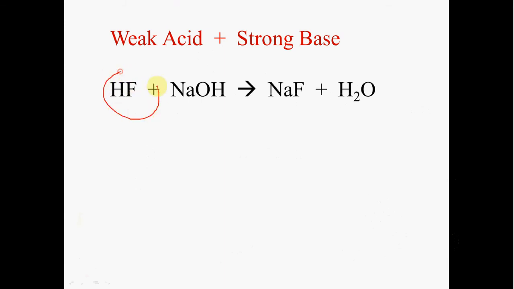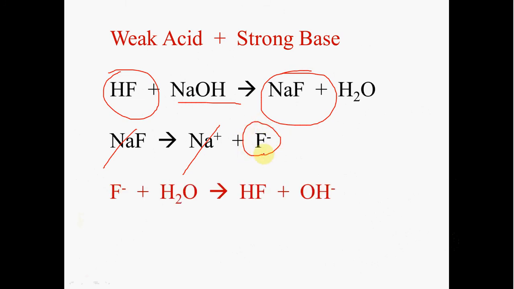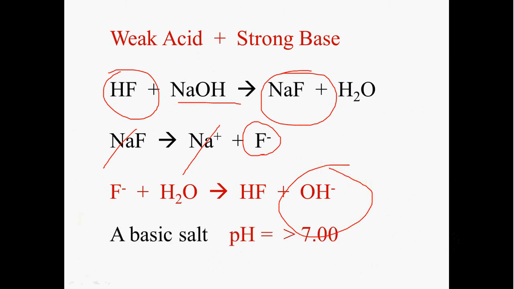So hydrofluoric acid, weak acid, strong base is going to create a salt whose cation is not going to change the pH, but whose anion will continue to react with water to form the hydroxide ion. The pH at the equivalence point, when you titrate this, will then be greater than 7. So when you draw your titration curve, you're going to have a pH at the equivalence point that is going to be greater than 7.